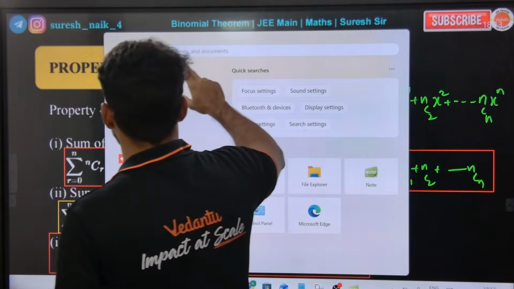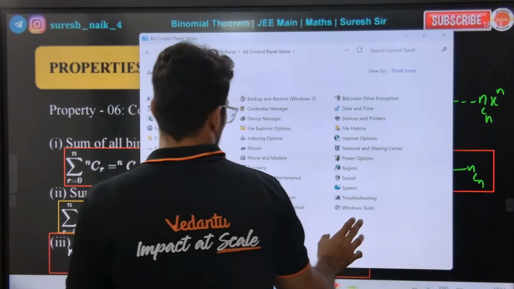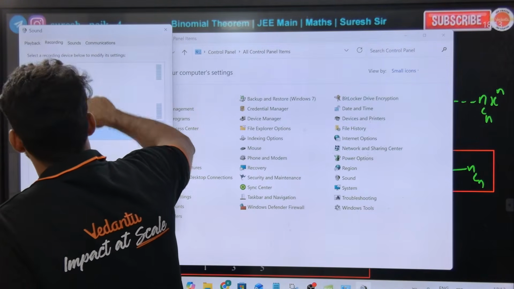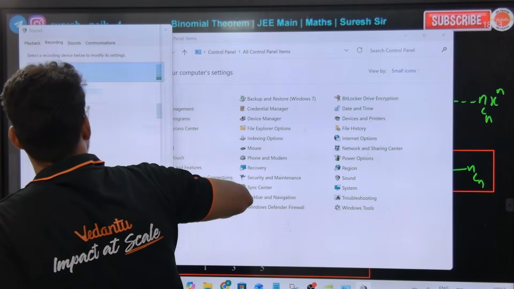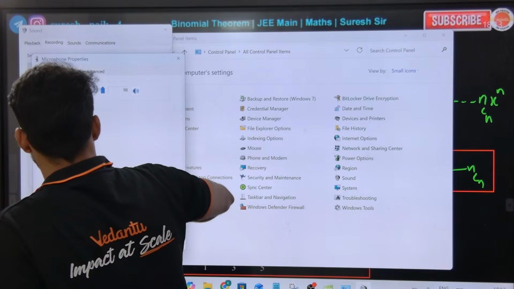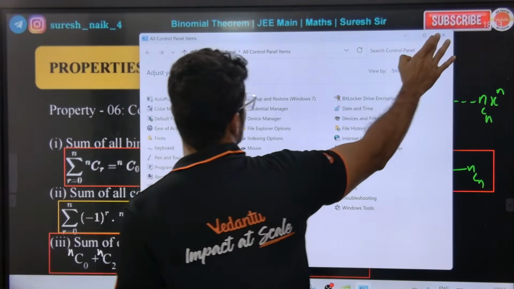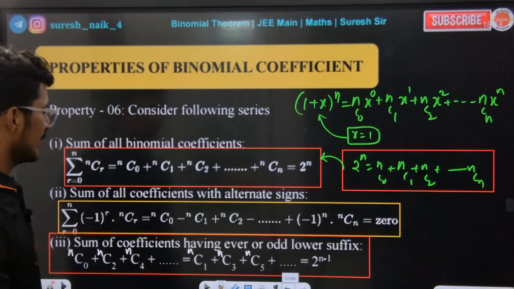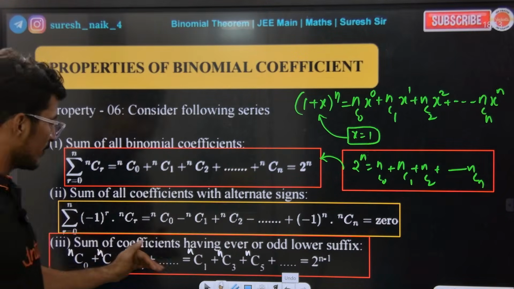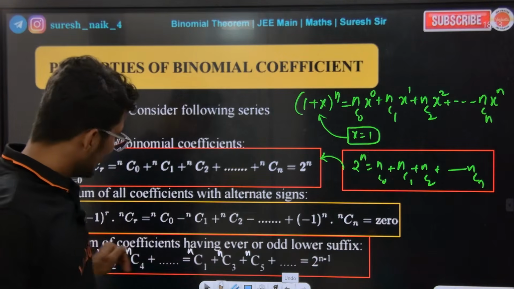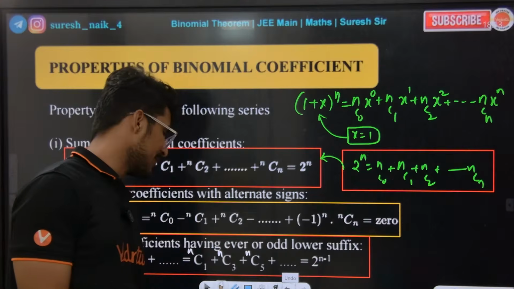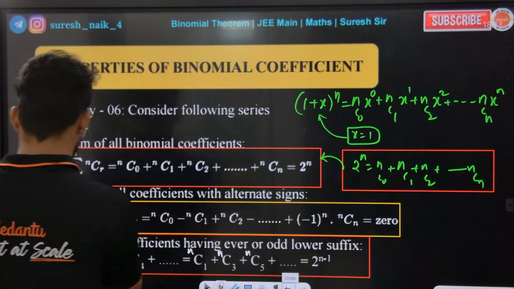Guys, can you hear my voice? Hope everybody is understanding. Yes. Hope everybody can hear me. Right, okay. Sir, this is basically the sum of lower suffixes when everything is even, when everything is odd. Our sum will be 2 power of n minus 1. Super, sir. Next.